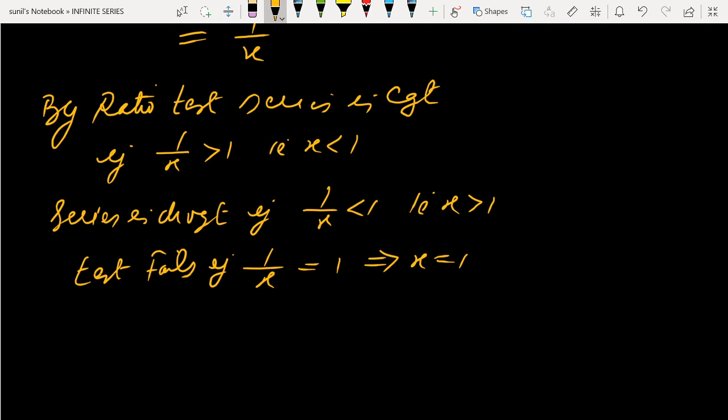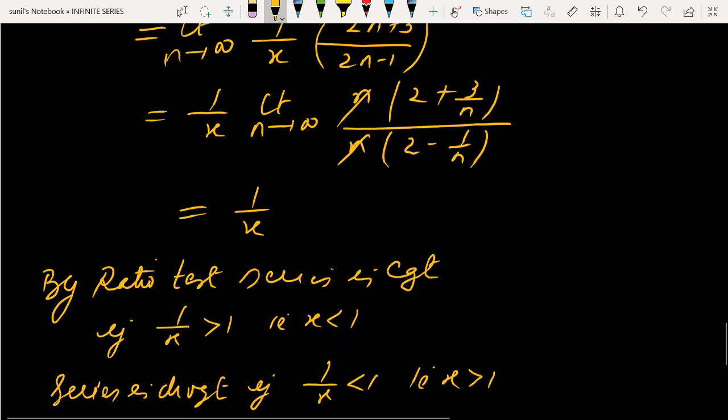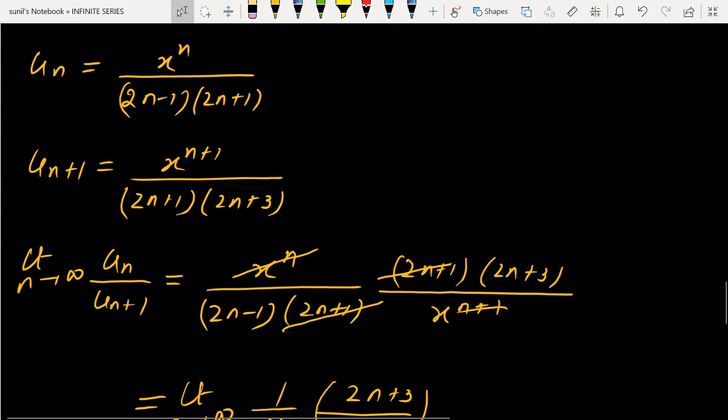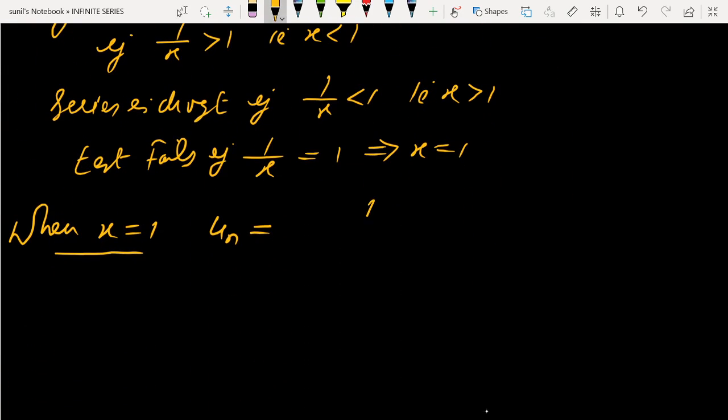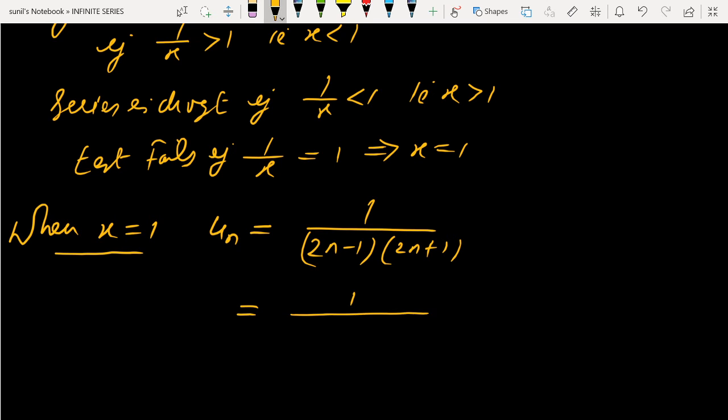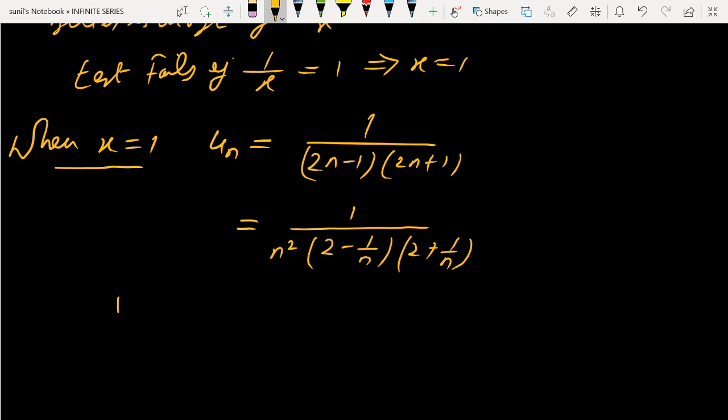So what I will do, when my x is equal to 1, see what will happen to the nth term un. Your un will become simply 1 upon 2n minus 1 and 2n plus 1. Now guys, it is a question of clear cut limit comparison test. So I will take n common entirely, n square, like this. I define Vn as 1 by n square.